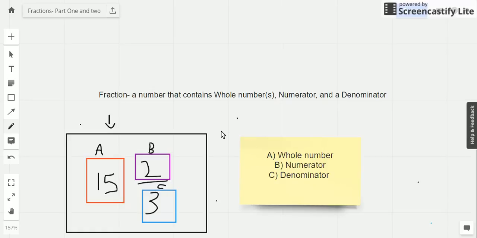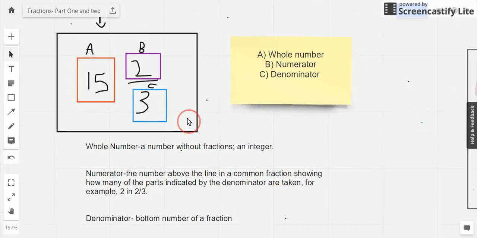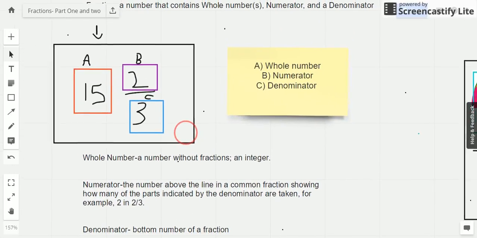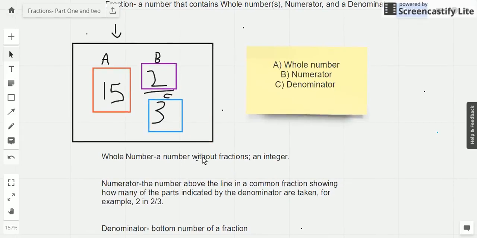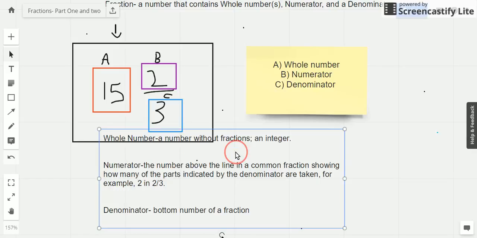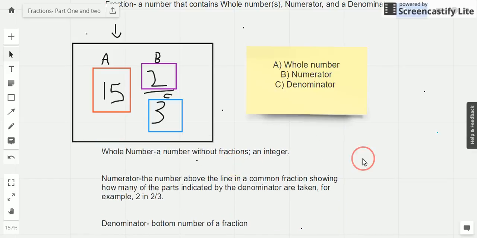So we're going to go over some things right now. We're going to go over what a whole number is. A whole number is a number without fractions, just an integer. But sometimes it's not contained in a fraction, so you could actually realize it as that.